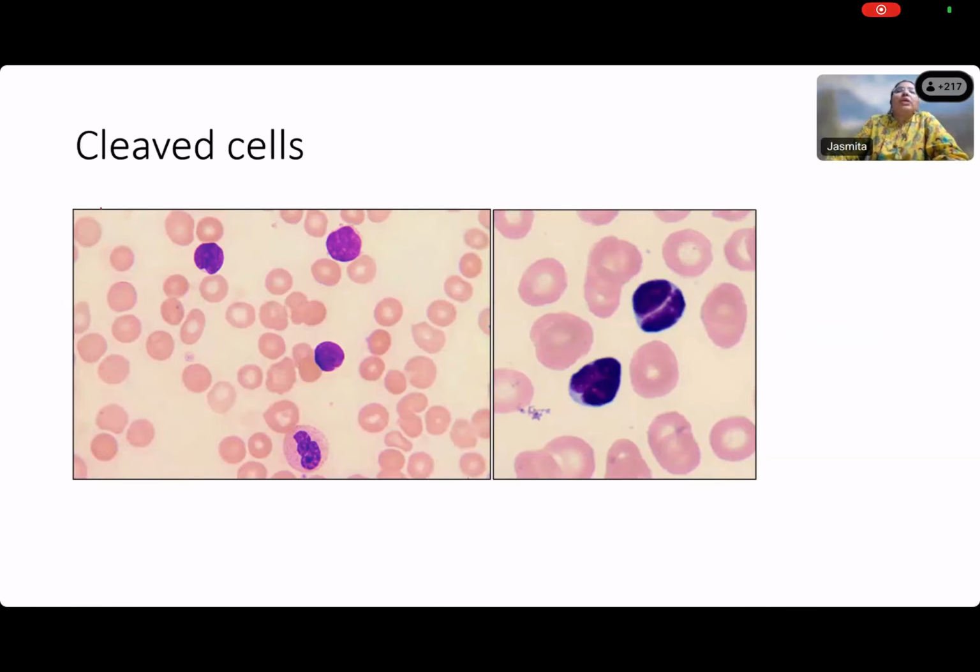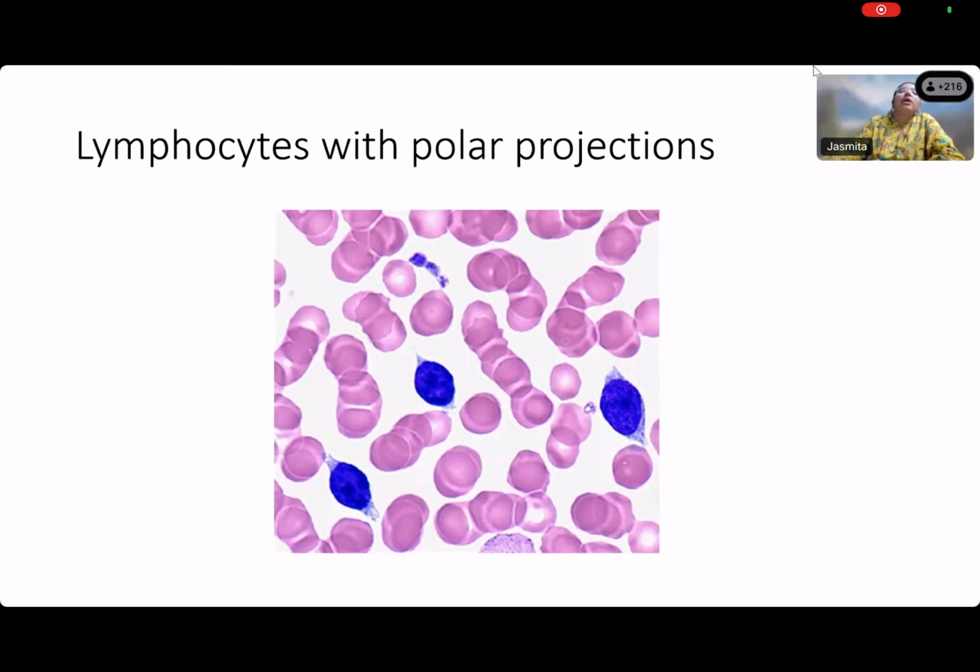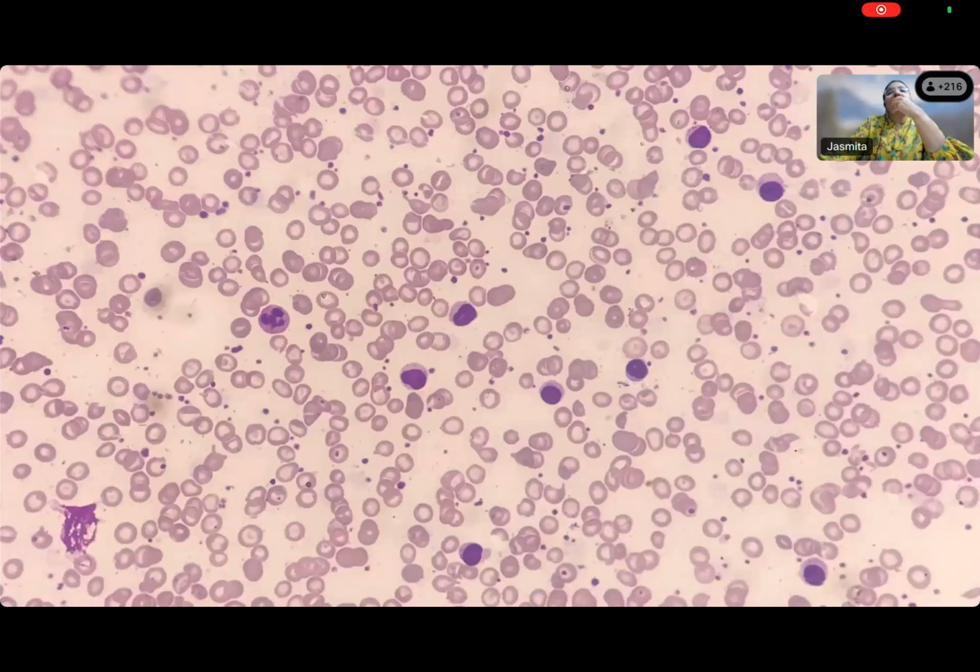Now, these are a few more examples of lymphocytes which are showing cleaving. So these, although they are very small and they have a condensed chromatin, have this sort of indentation, and this one here has a through and through cleave. So these are buttock cells, and these are called cleaved cells, and you can see them in patients of either follicular lymphoma or mantle cell lymphoma. And now these lymphocytes, if you have to describe them, have these polar projections, and this is a patient of splenic villous lymphoma or splenic marginal zone lymphoma, and the lymphocytes very frequently end up showing these projections.